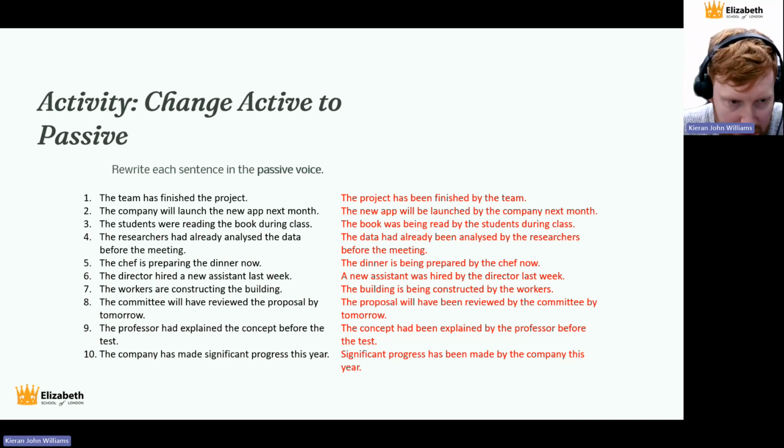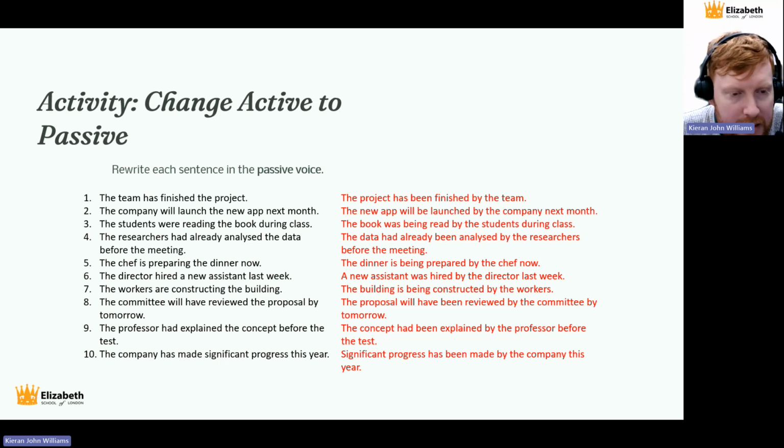Number 8 then, you can see it there on the screen. This is future perfect. So future perfect, will have reviewed. So we need to put be in future perfect, will have been, and then reviewed stays the same in the past participle form. Number 9 then, you can see here the professor had explained the concept before the test. The concept had been explained by the professor before the test. Had explained, we've looked at this one before, had been explained.